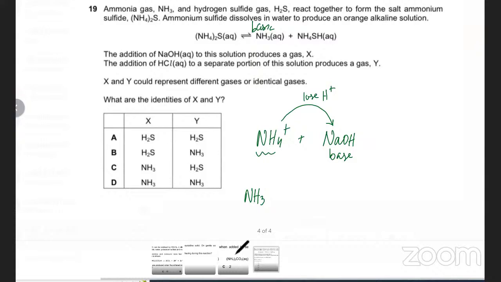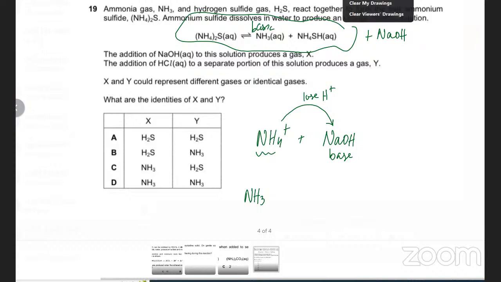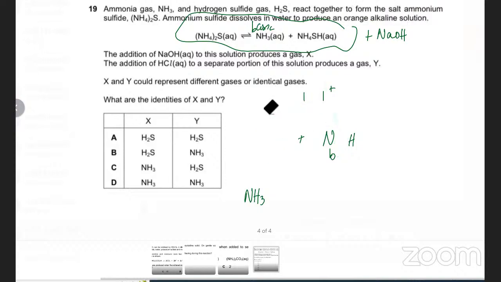See, they just told us that there's a reaction happening, right? And they told us that addition of NaOH to this solution, whatever this solution is, produces a gas X, and they're asking you to identify what gas X is. So they're adding NaOH to it, and they're asking you to figure out what that gas is. So remember two reactions. You should remember these two reactions.